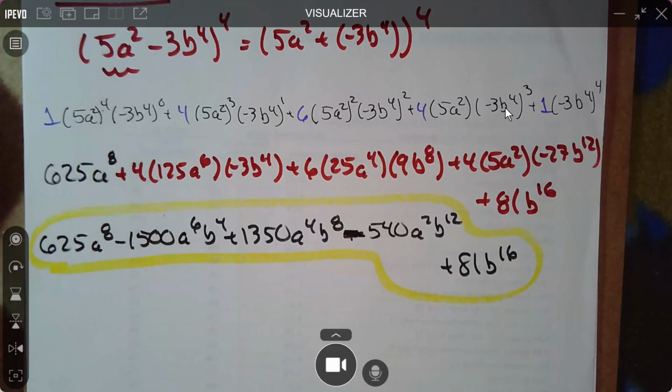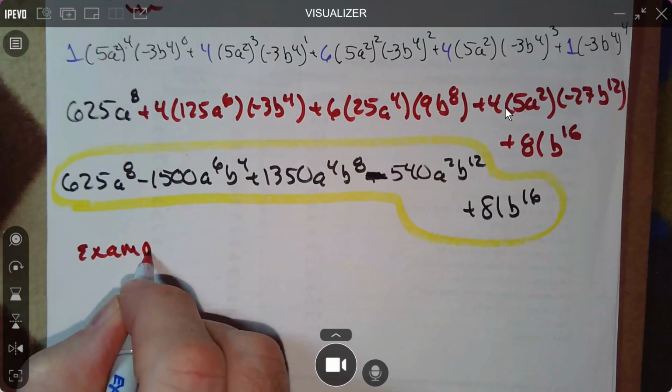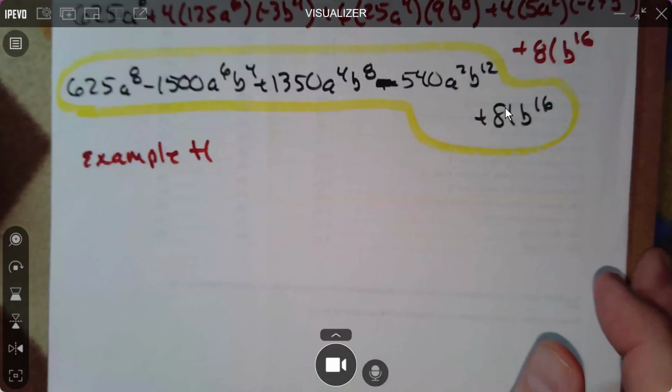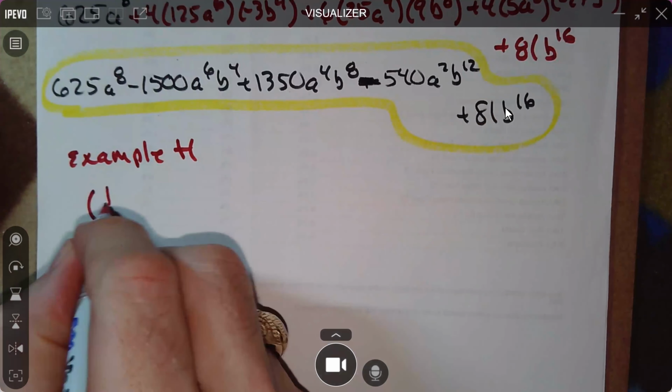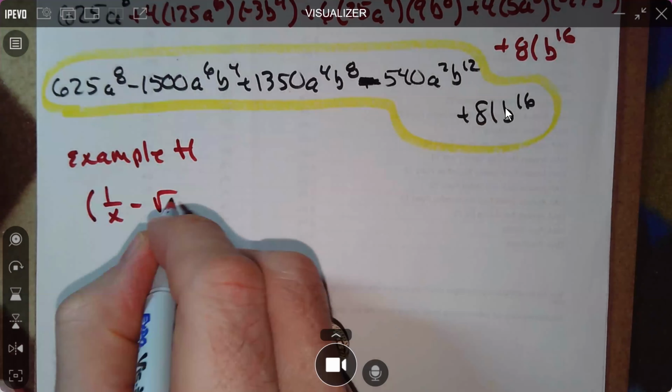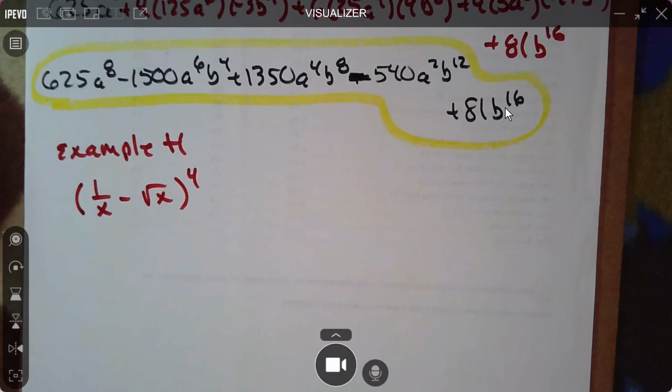Okay, so example H. This one's going to be a little bit of a challenge. 1 over x minus the square root of x. I hate going back to the 4th power, but we're going to do this one with the 4th power again. I think these ideas generalize pretty easily to 5th power, 6th power, whatever you need.